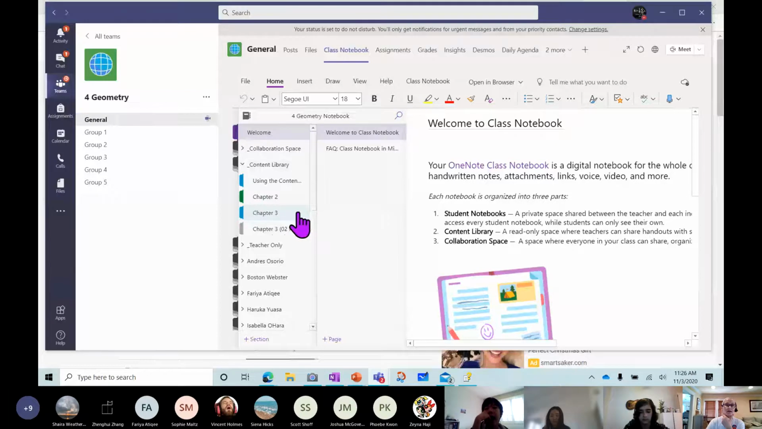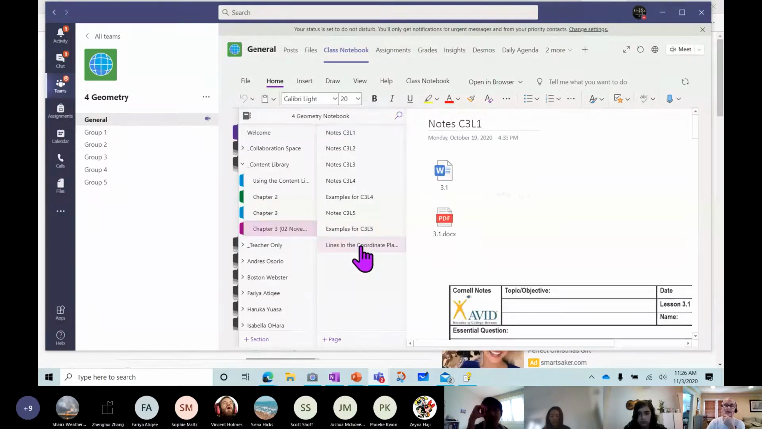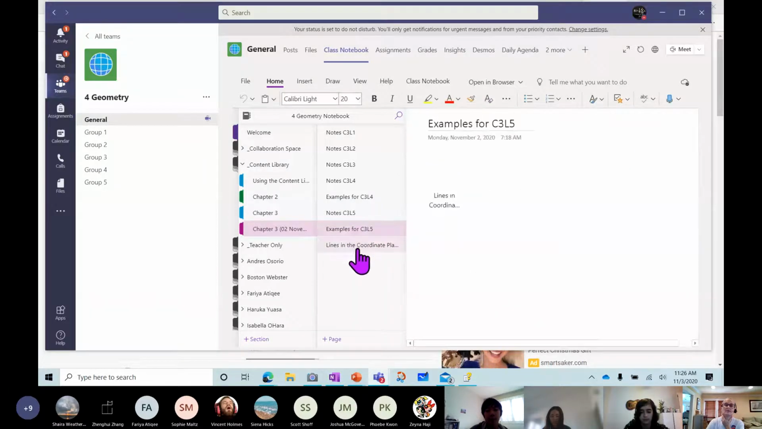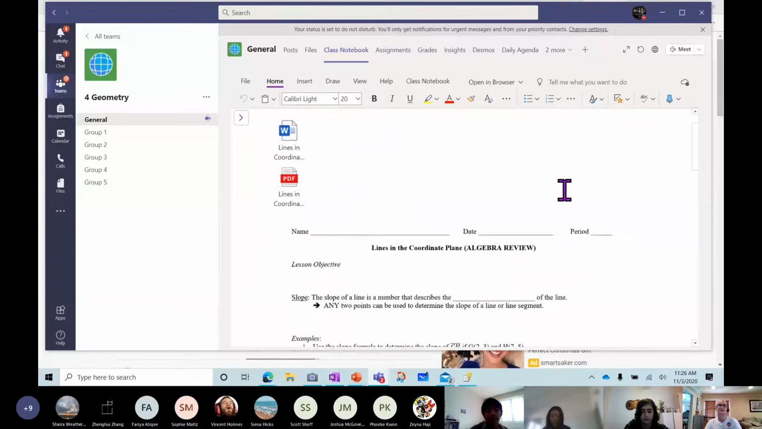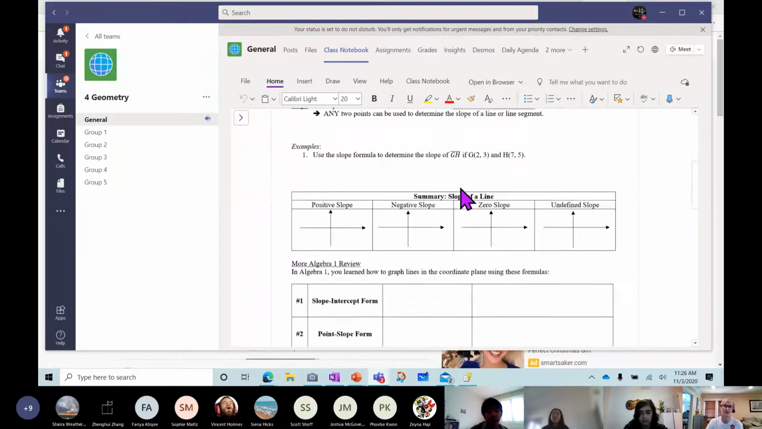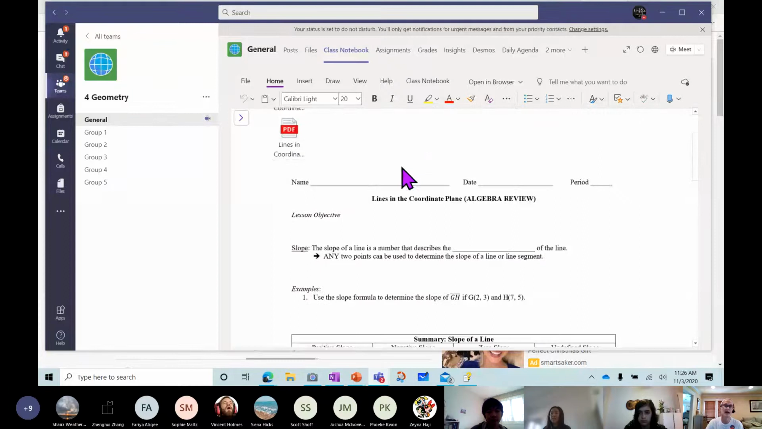But one note, it's right here, lines in the coordinate plane. Those examples we'll do tomorrow. So it's right here, lines in the coordinate plane. And like I said, this video just fills it all the way out and shows you how to do that. And we're going to do that together. So get that if you want to get it.